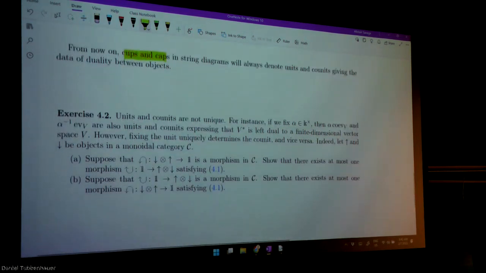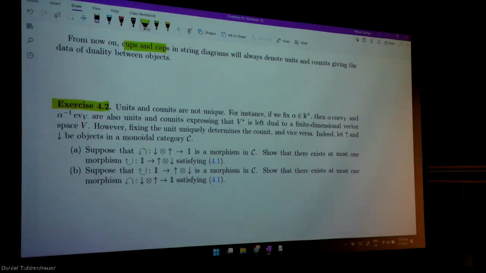And then another exercise that I'll leave for you to read in the notes, but I'll just say in words what it's about, is you might wonder how unique this unit and co-unit data is that gives a duality. And in general, it's not unique. So for instance, if you pick any non-zero element in your field, you could scale the cup by that element and the cap by the inverse of that element. So they're certainly not unique. But if you fix one, if you fix the cap, you can show that the other one, the cup, is uniquely determined, right? So that's what the exercise is. So we've got this sort of freedom.